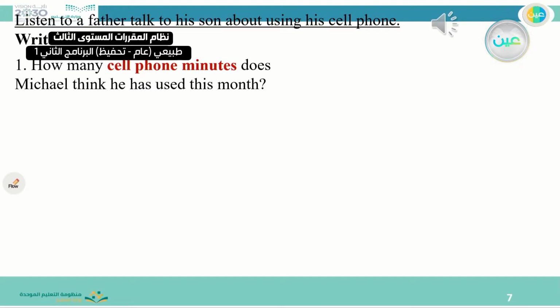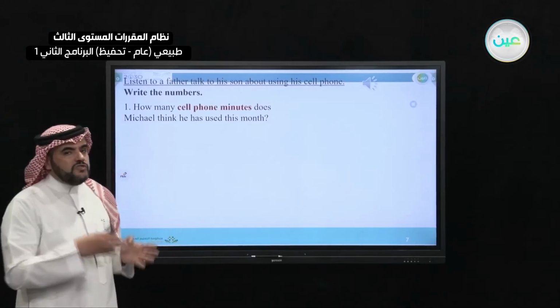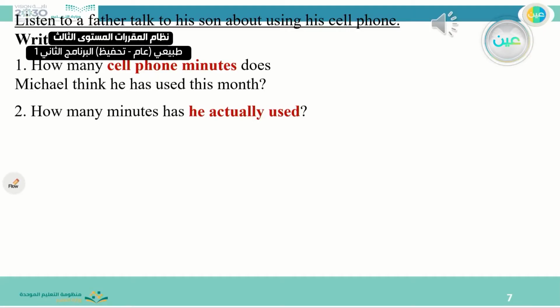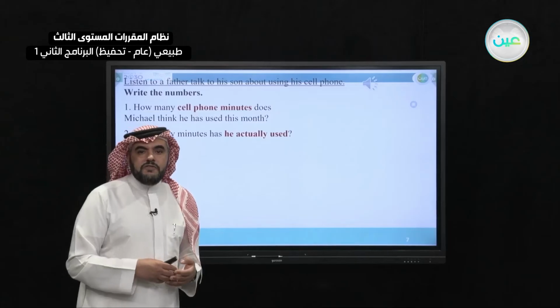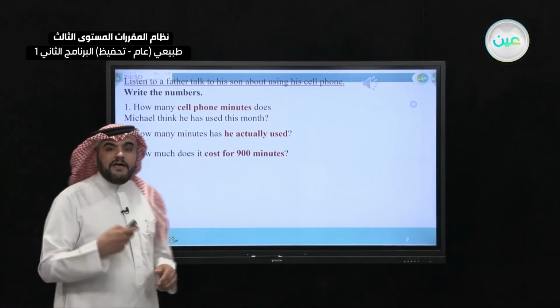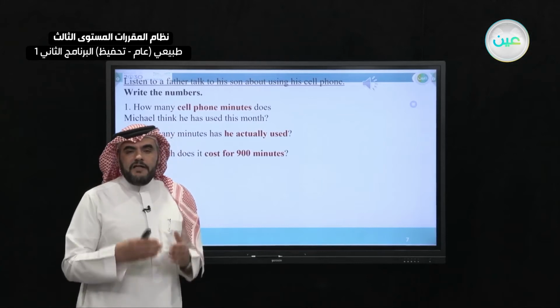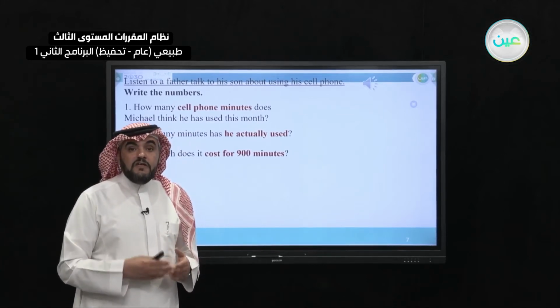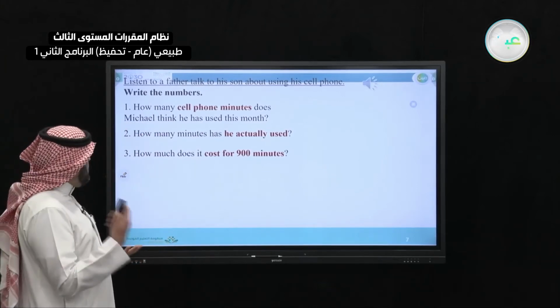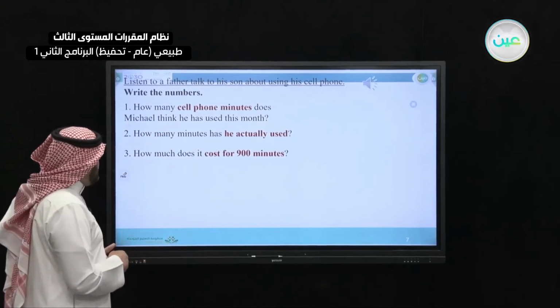Now, question number 1. How many cell phone minutes does Michael think he has used this month? Okay, the minutes that Michael thinks he has used. You can find out when you listen. Now how many minutes has he actually used? The actual minutes that he has used. And we will know the answer now. How much does it cost for 900 minutes? They mentioned that 900 minutes of using internet cost a specific amount of money. How much? We will find out when we listen now.